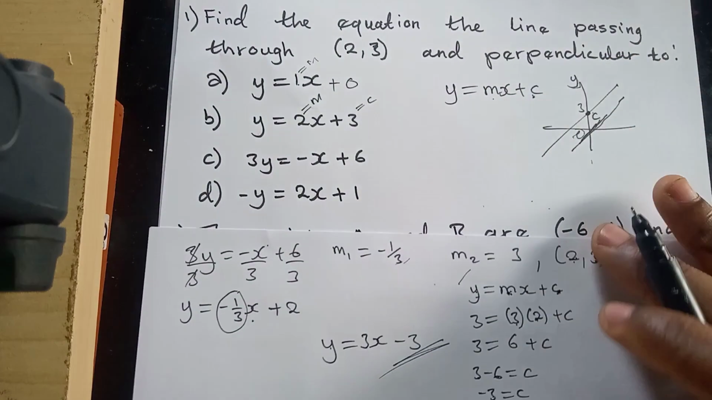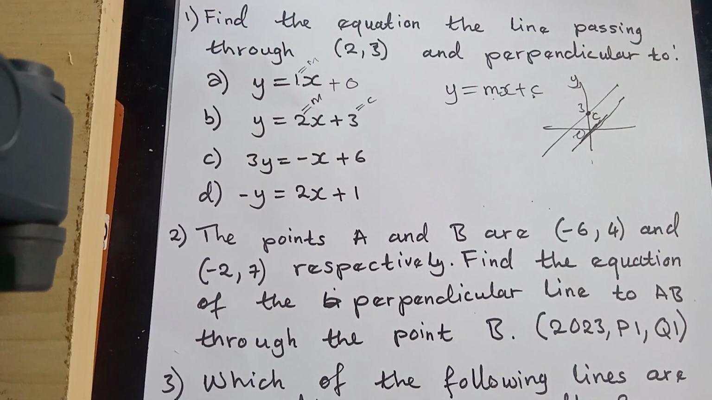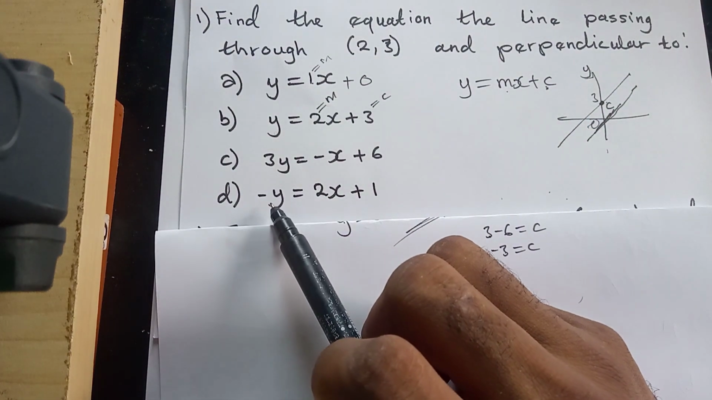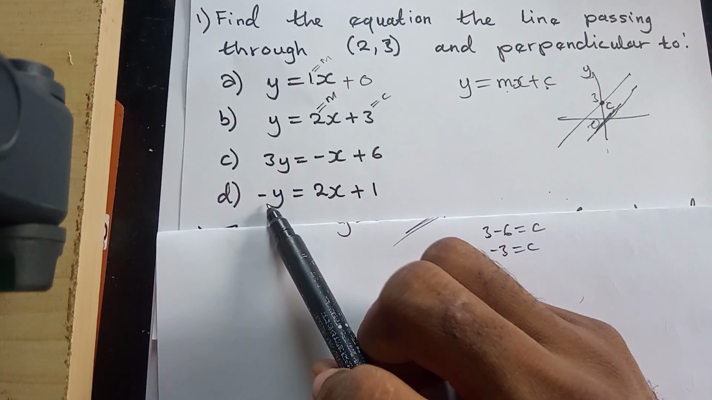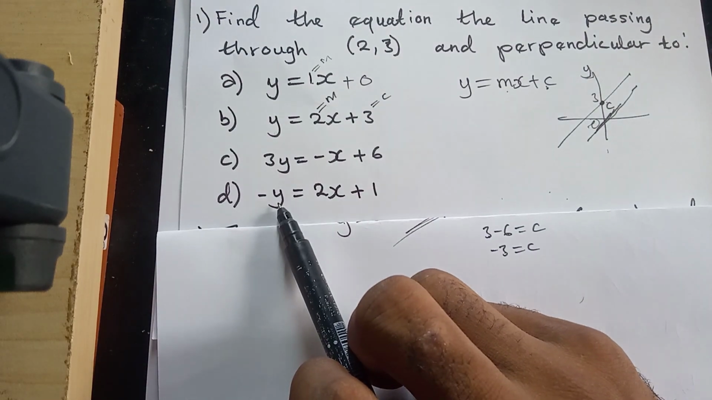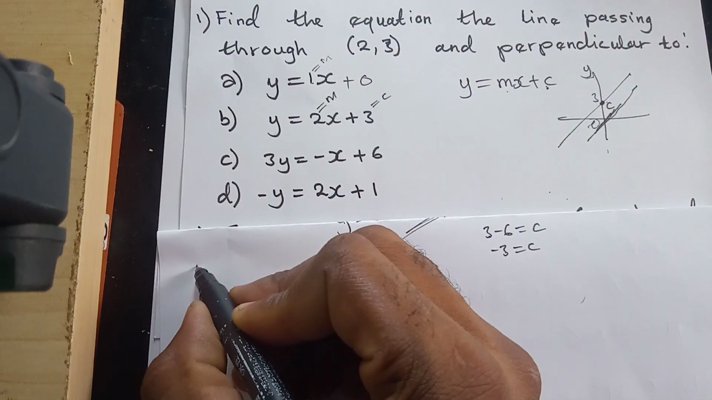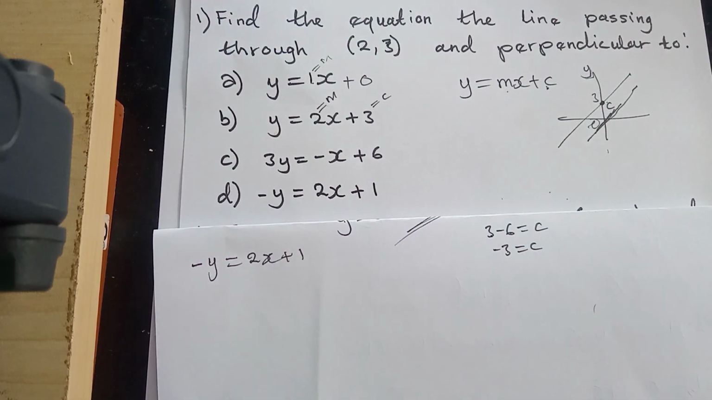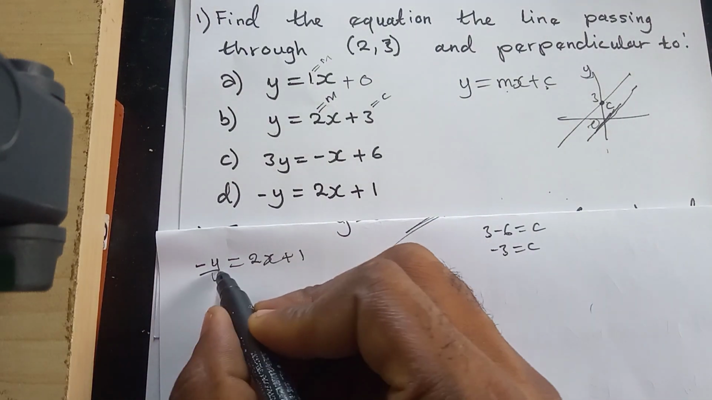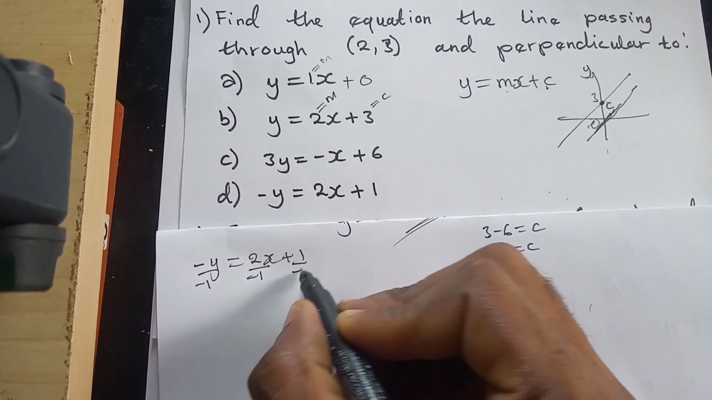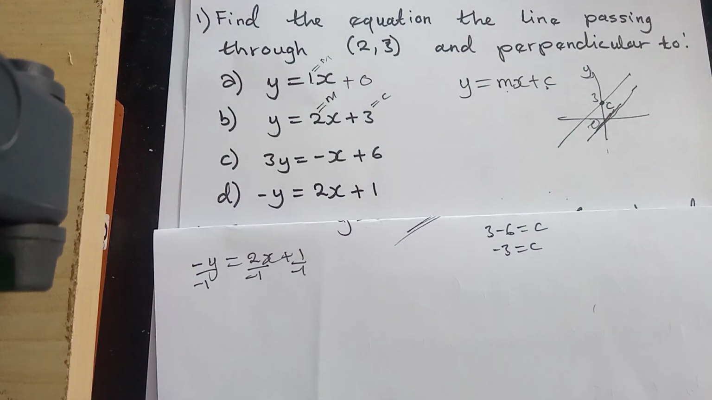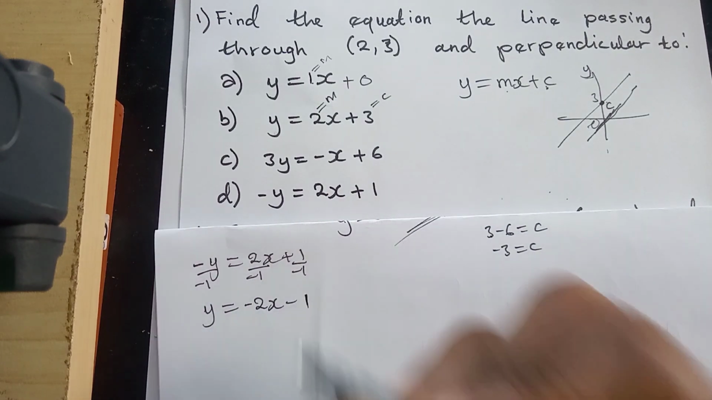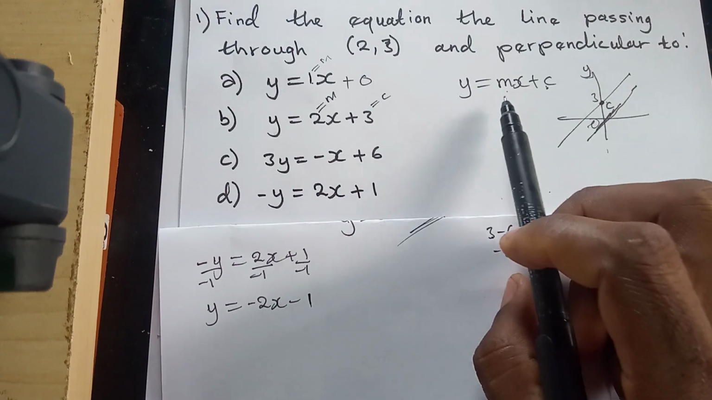And then on part D, part D appears to be in the form y is equal to mx plus c. But when you check this, you realize that it's a negative. So that means it's not in that form. You have to get rid of that negative sign first. So you can do this by either multiplying everything by -1, or you can simply divide throughout by -1. So once you divide this by -1, you have a y, this you have -2x, this you have -1. So now this is in the desired form.